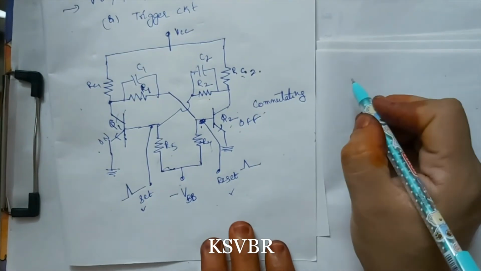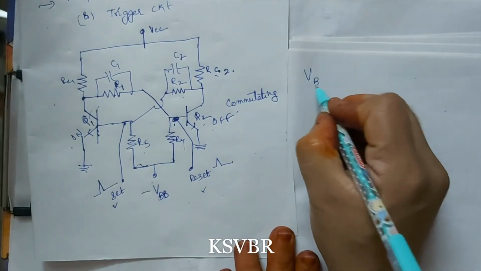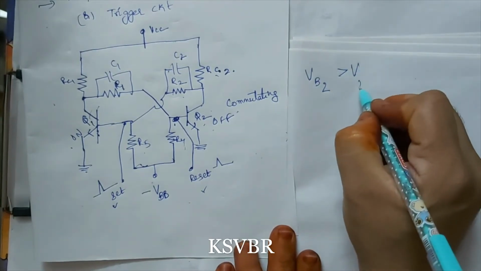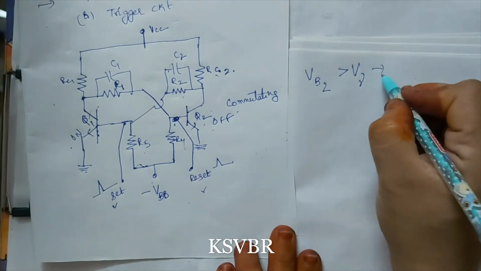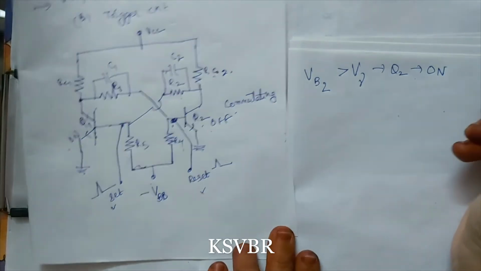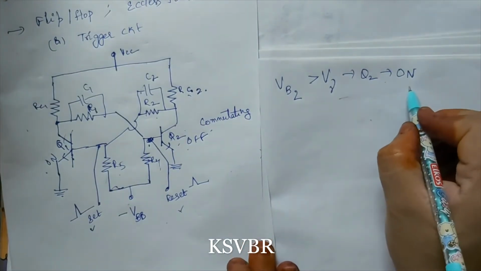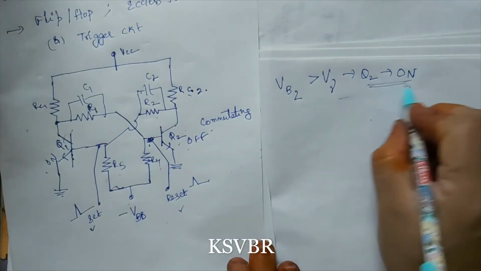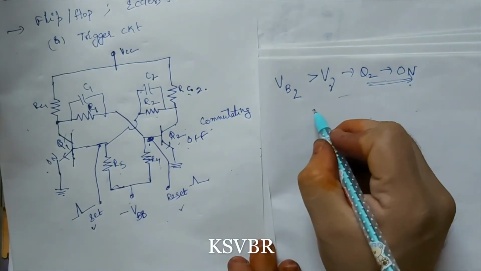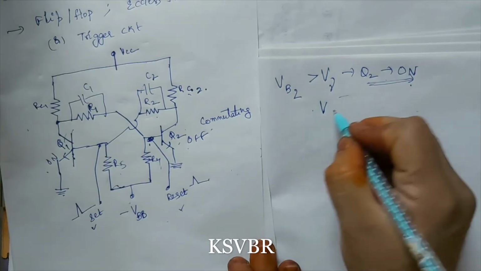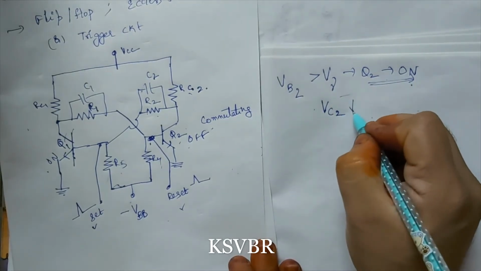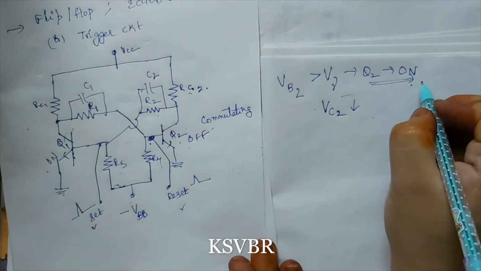Whenever voltage at base 2 is greater than cut-in voltage, Q2 transistor starts conducting. That means Q2 will be in on condition. So whenever Q2 is in on condition, what will happen? Voltage at collector 2 decreases because of on transistor.